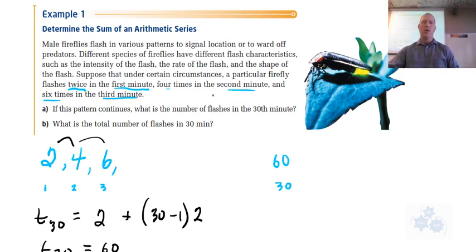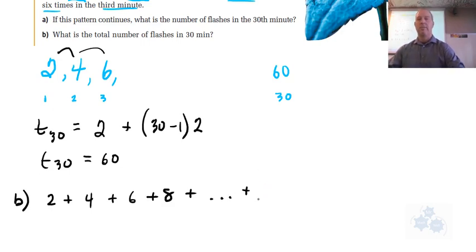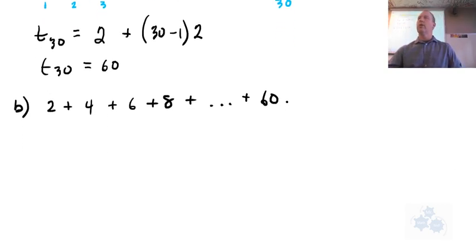All right, B. What is the total number of flashes in 30 minutes? So here now we are definitely talking about a series, right? So we're going 2 plus 4 plus 6 plus 8 plus all the way to 60. So we could use either one of the formulas that we've already studied, right? And we're just going to pick one.